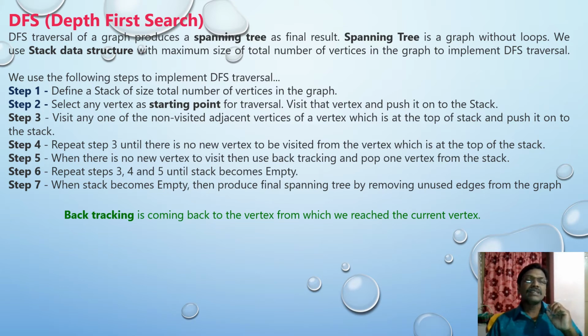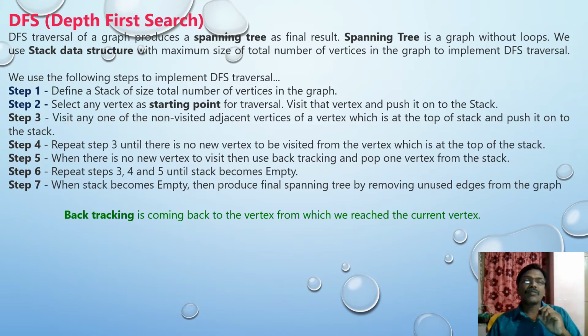Step 3, visit any one of the non-visited adjacent vertices of the vertex which is at the top of the stack and push it onto the stack. It means first choose one vertex, then its non-visited adjacent vertices, and then push to the stack. And step 4, repeat step 3 until there is no new vertex to be visited from the vertex which is at the top of the stack.